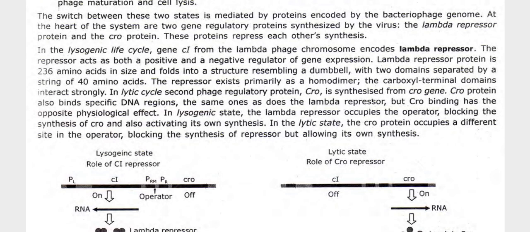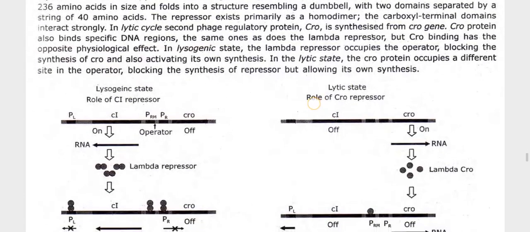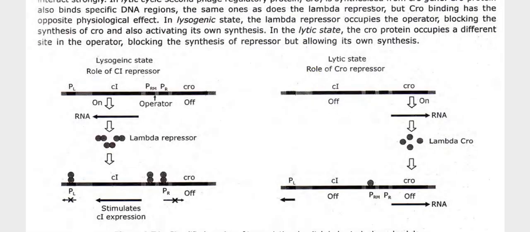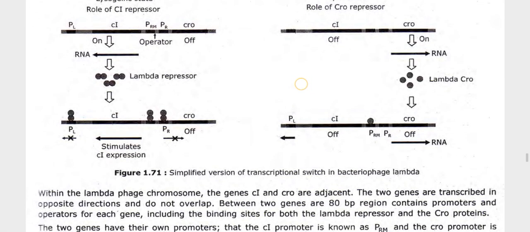The lytic cycle regulatory protein CRO is synthesized from the CRO gene. CRO protein also binds specific DNA regions, the same ones as does the lambda repressor, but its binding has the opposite physiological effect. In the lysogenic state, the lambda repressor occupies the operator, blocking the synthesis of CRO and also activating its own synthesis. In the lytic stage, the CRO protein occupies a different site in the operator, blocking the synthesis of repressor but allowing its own synthesis.